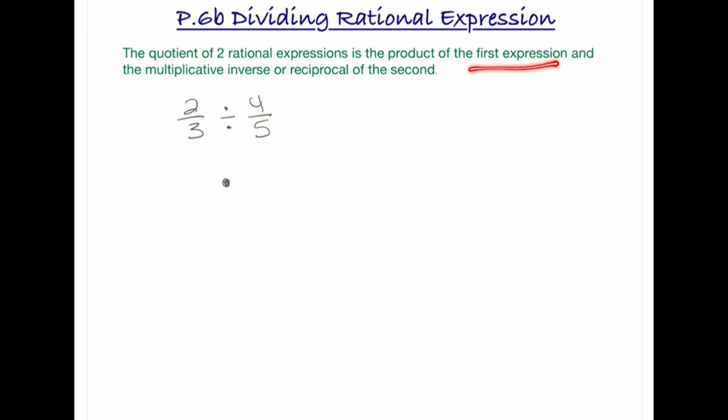the first expression. Our first expression was 2/3, because we're just going to read it like a book, left to right, by the multiplicative inverse or the reciprocal of the second. And the reciprocal is just swapping those numerators and denominators, so times 5/4. When we multiply fractions, we multiply straight across. So we get 10/12. We can simplify that fraction down to 5/6.